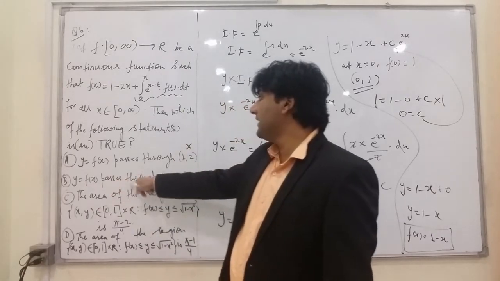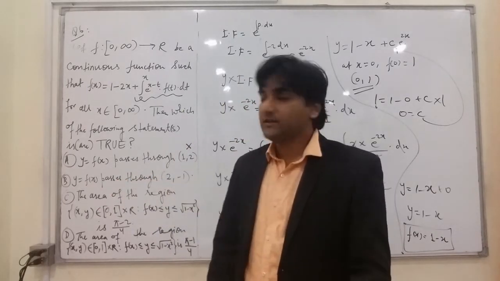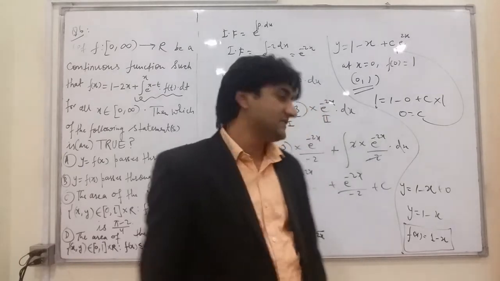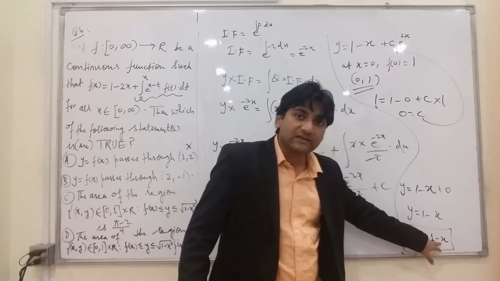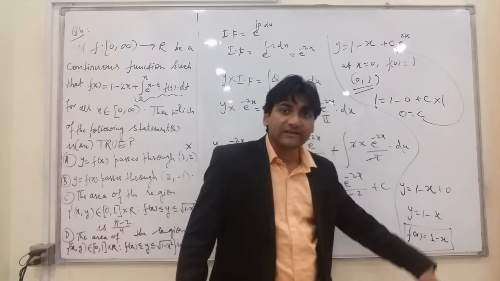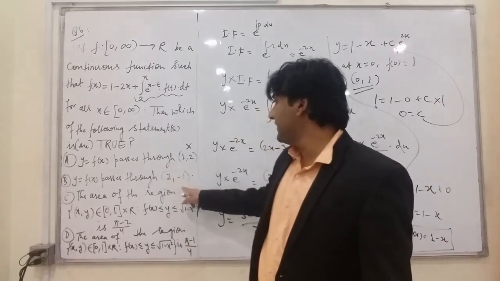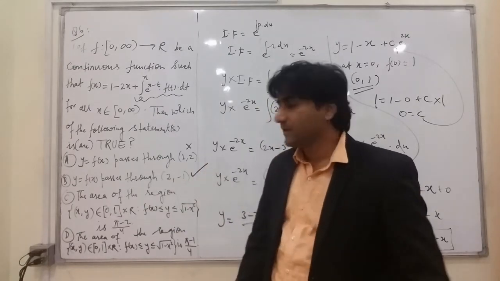Now option B, y equal f(x) passes through (2, minus 1). Now x is 2, then y is minus 1. Let us understand. If you put x equals 2 here, then 1 minus 2, 1 minus 2 is minus 1. So x is 2, then y is minus 1. X is 2, y is minus 1. It means option B is right.